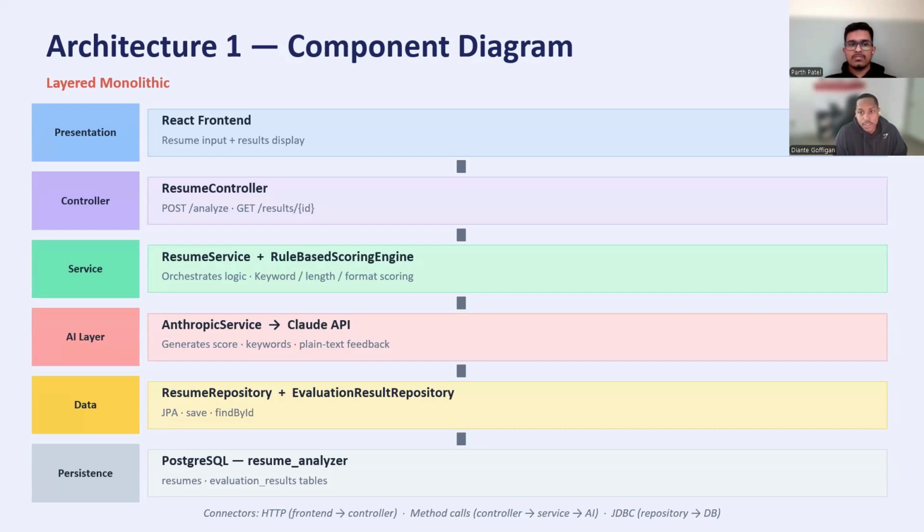The service layer contains 2 components: resume service, which orchestrates the overall workflow, and rule-based scoring engine, which delegates to our AI integration. The AI layer contains Anthropic service, which calls the Claude API over HTTPS. The data layer holds the JPA repositories, and at the bottom, PostgreSQL persists all results. The critical rule of this architecture is that each layer only communicates with the layer directly below it, no layer skipping.